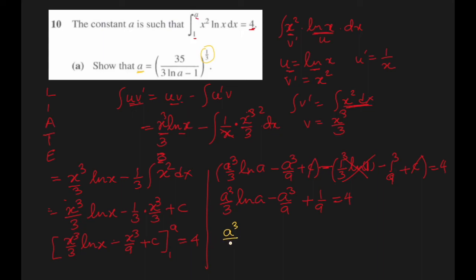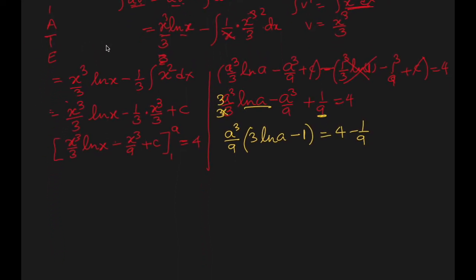So let's take, which one is smaller? A cube over 9 is smaller, right? Yes. So I'm taking a cube over 9 common from these two. So what is left here? This is not a cube over 9. So to make it 9, I'll multiply this by 3 and multiply here by 3. Now it becomes 9. So if a cube over 9 is out, what is left? We're left with 3 ln a, minus 1. It's matching here. And this 9, because it's just a constant, it will go with 4 on the right side. And now we'll simplify this.